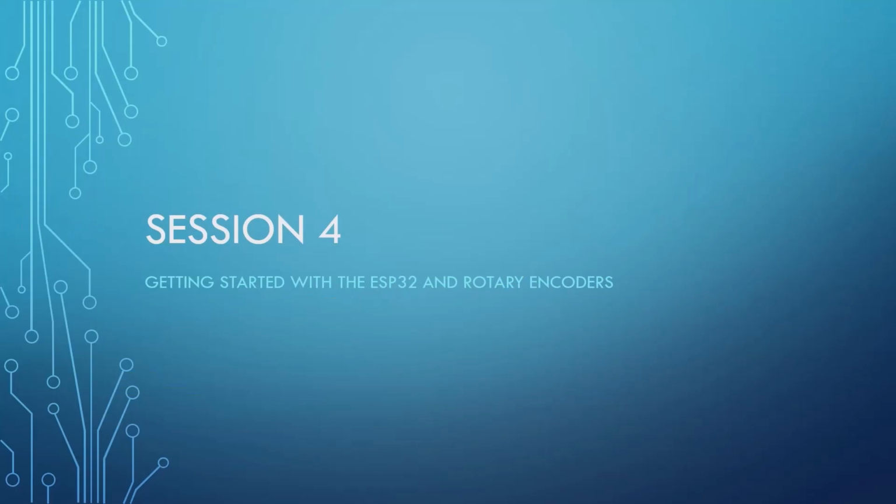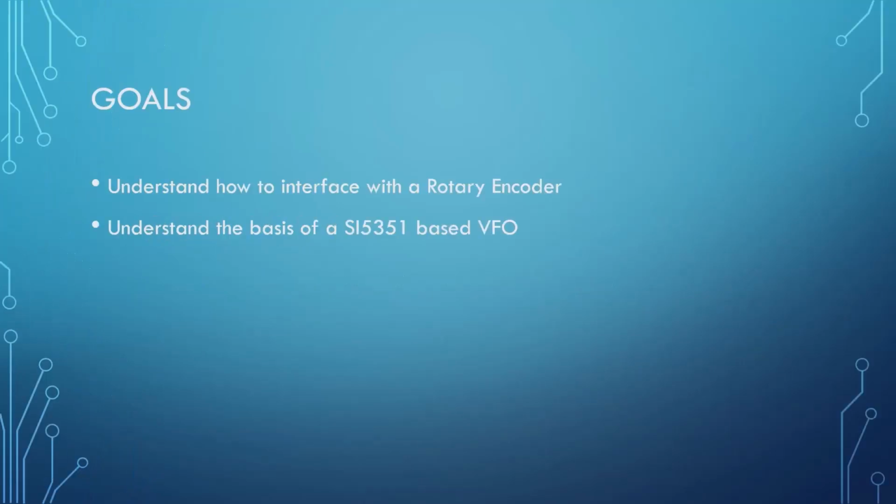So we'll start out with our session here. Our goals for this session are to learn how to interface with a rotary encoder, and we're going to be using a particular library called the AI ESP32 Rotary Encoder library. It's very straightforward, very simple. Then we're going to take what we've gone through in the last couple of sessions with the SI5351 calibration, the OLED display, and this rotary encoder, and start putting together the basis of an SI5351 VFO.